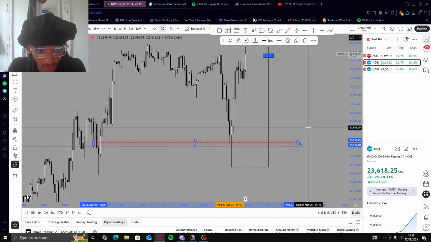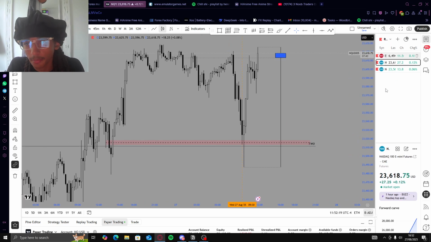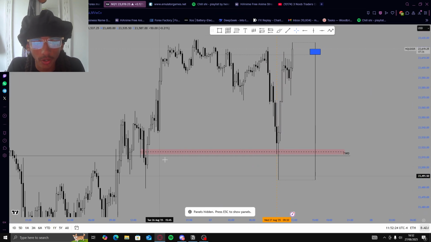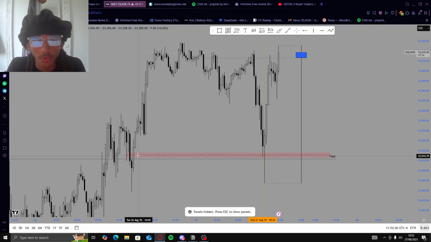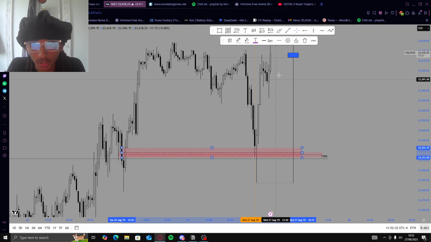Had this inversion backed by this fair value. Wait, hang on. I've just realized I can make my screen better for you guys by doing this. Oh, look at that, guys. So we had this 15-minute inversion backed by this 15-minute fair value gap.